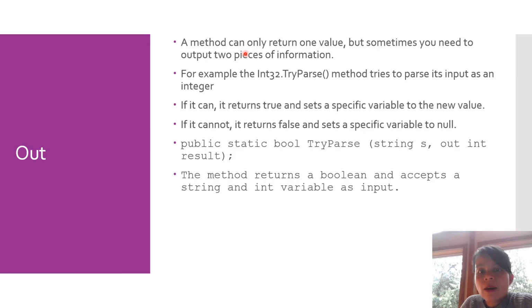A method can only return one value, but sometimes you need to output two pieces of information. For example, the integer TryParse method tries to parse its input as an integer. If it can, it returns true and sets a specific variable to the new value. If it cannot, it returns false and sets the variable to null. So this method returns a Boolean and accepts a string and an integer variable as input.